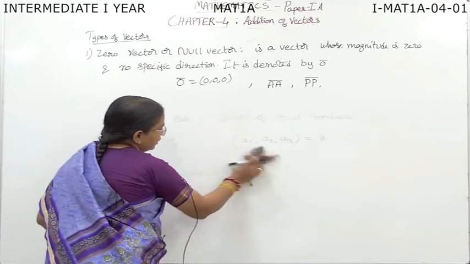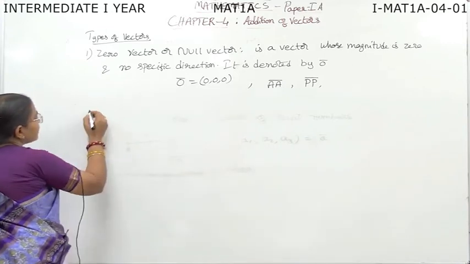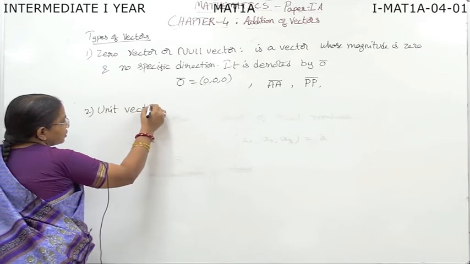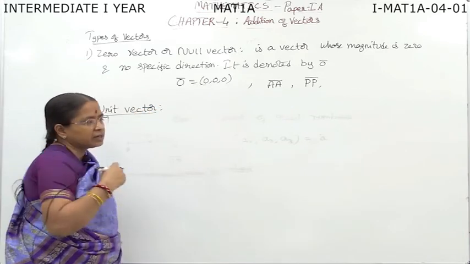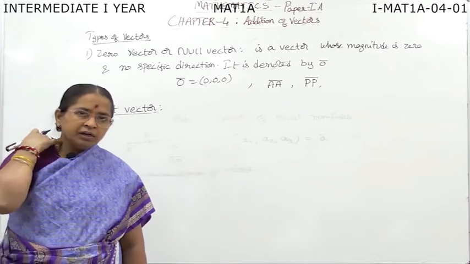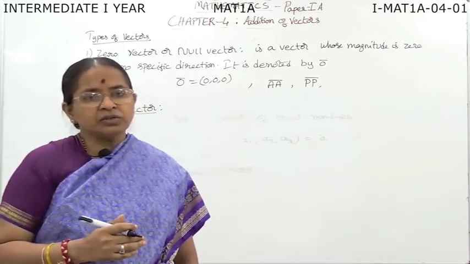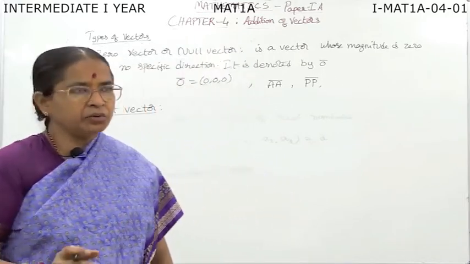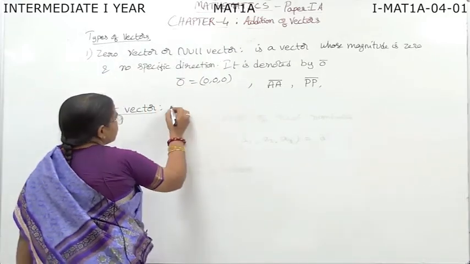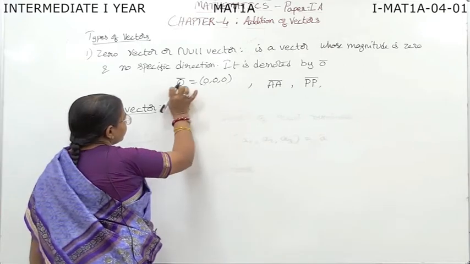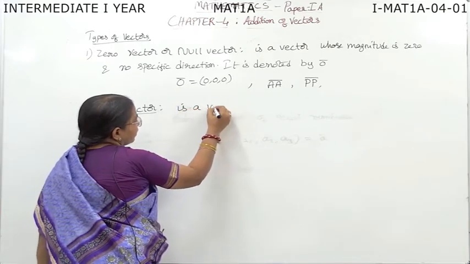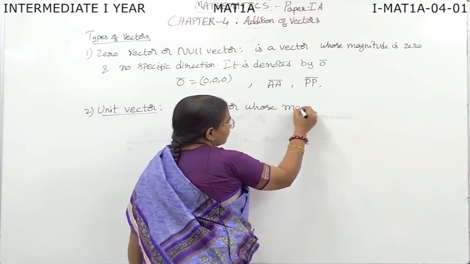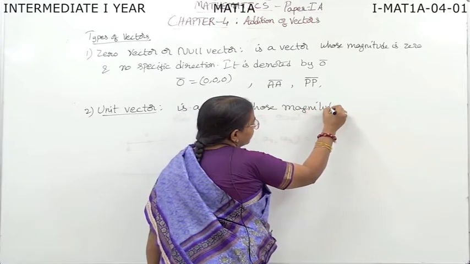Okay, next is unit vector. Second type of vector is unit vector. This definition is very important. You must understand this unit vector clearly. Definition wise, it is very simple. Unit vector is a vector whose magnitude is 1, whose length is 1.